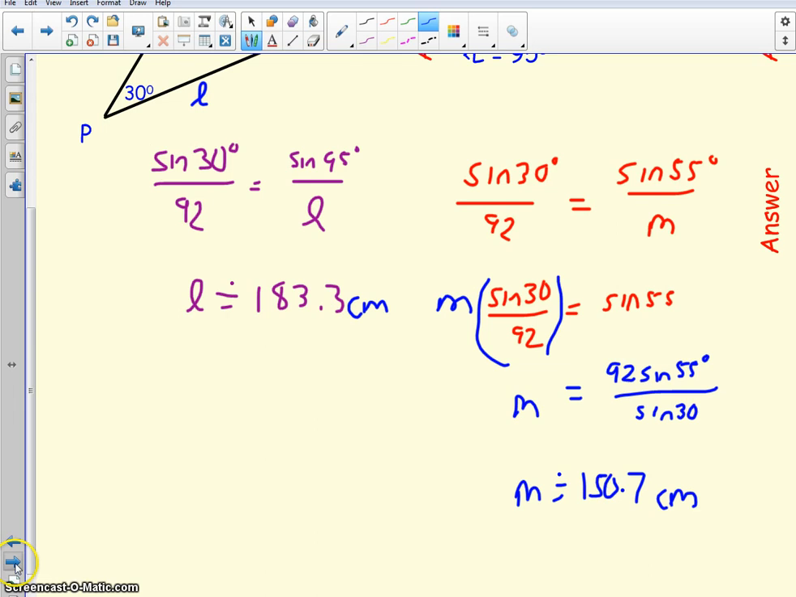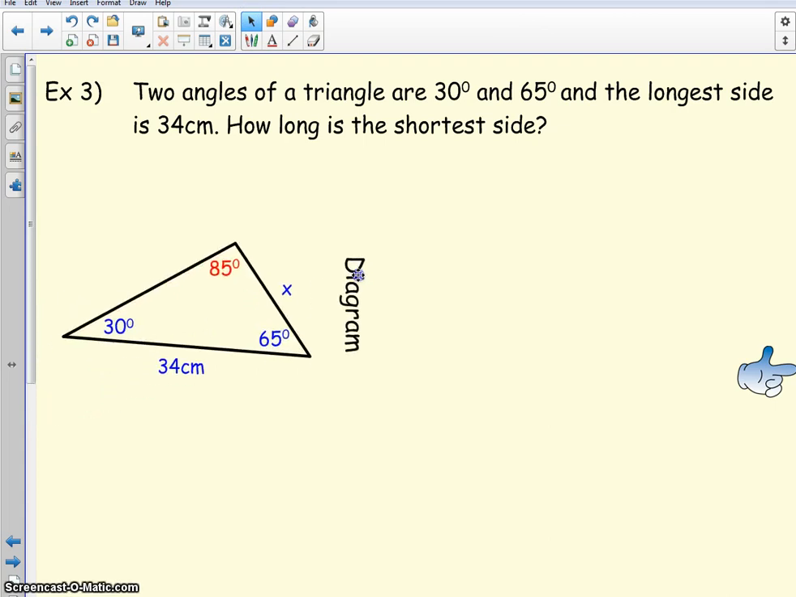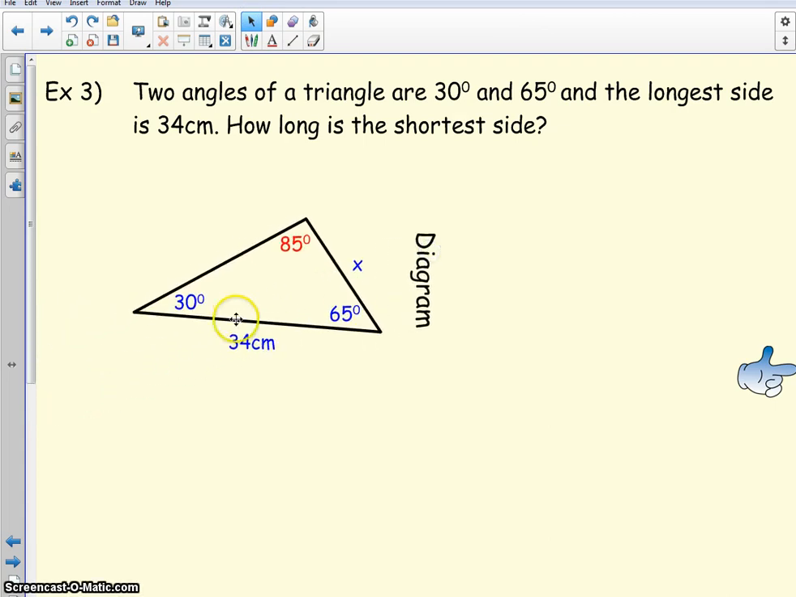Okay, do a couple more examples before we call it a day. Okay, so in this case, we have two angles of a triangle being 30 and 65. The longest side is 34. I want to know how long the shortest side is. So looking at a diagram first, the third angle in this triangle is 85 degrees. Okay, again, because they have to add up to 180.